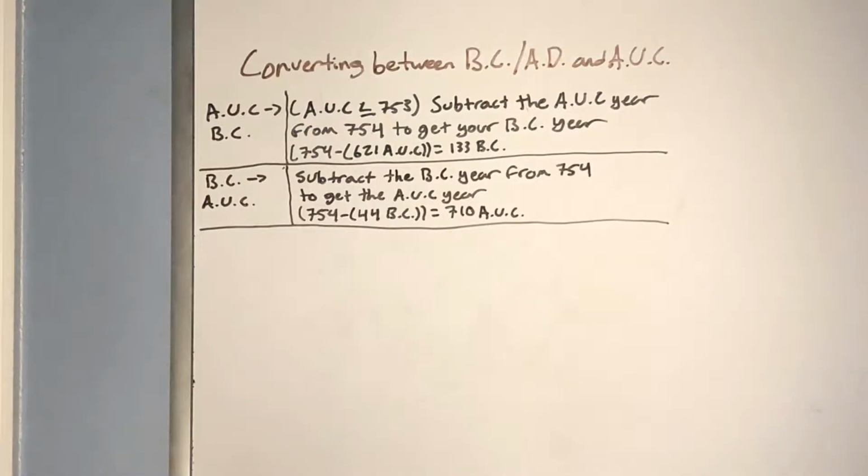Let's say that you want to go BC to A.U.C. You subtract your BC year from 754 to get your A.U.C year. So 754 minus 44 BC would be 710 A.U.C. You're probably asking yourself, well, why isn't it 753 BC? Because there's no year 0. It just goes year BC 1 to 1 AD. So you have to account for that 1 year shift, which is why you subtract from 754.